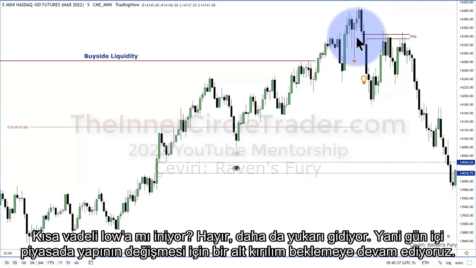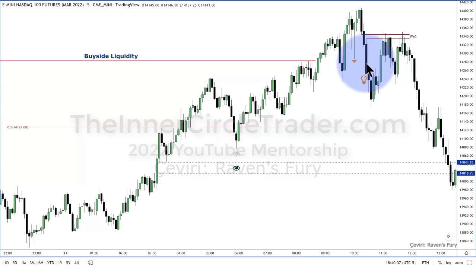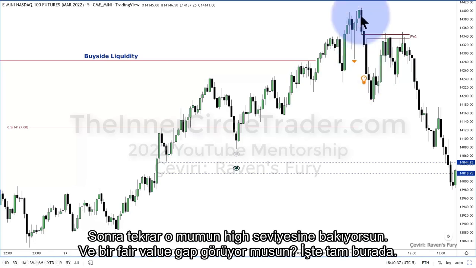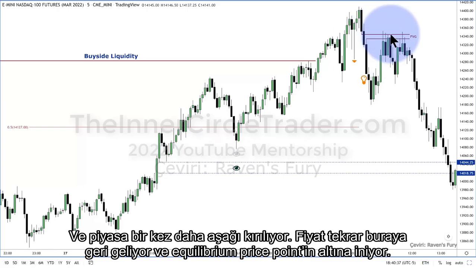So we just keep waiting for a break lower to get a shift in the market structure on an intraday basis. So we have a swing low here. It trades down through it on this candle here. So right away, at that moment, as soon as this candle trades through it, you now have an opportunity. Then you go back into the high to that candle low, and do you see a fair value gap? It's right there. This market rallies back up, trades into it here. You could be a short seller there, and the market breaks down.